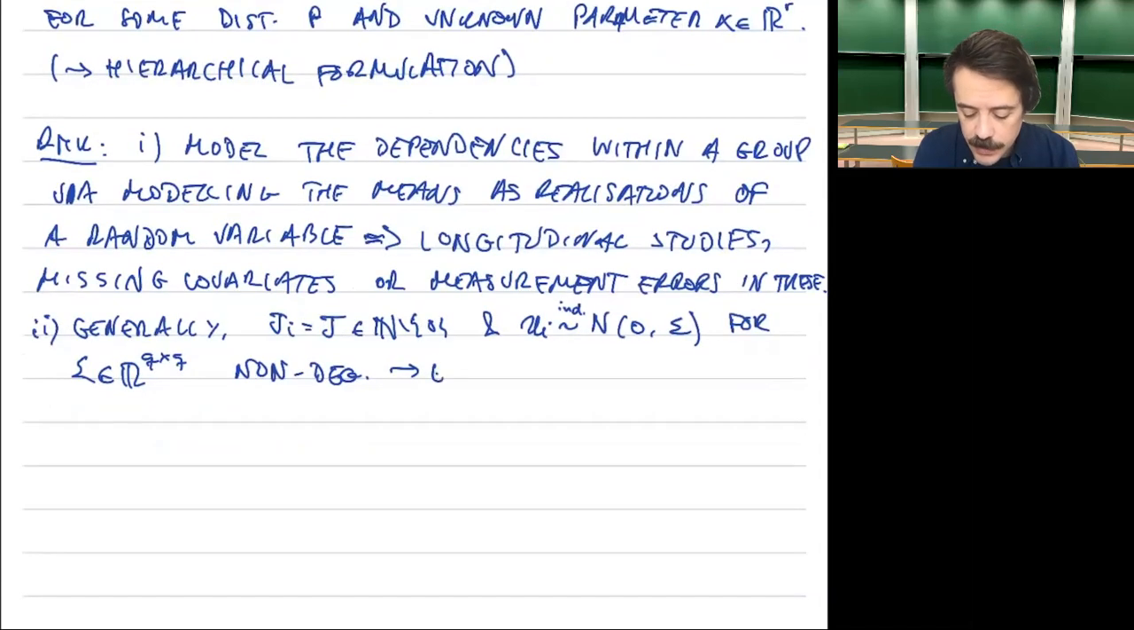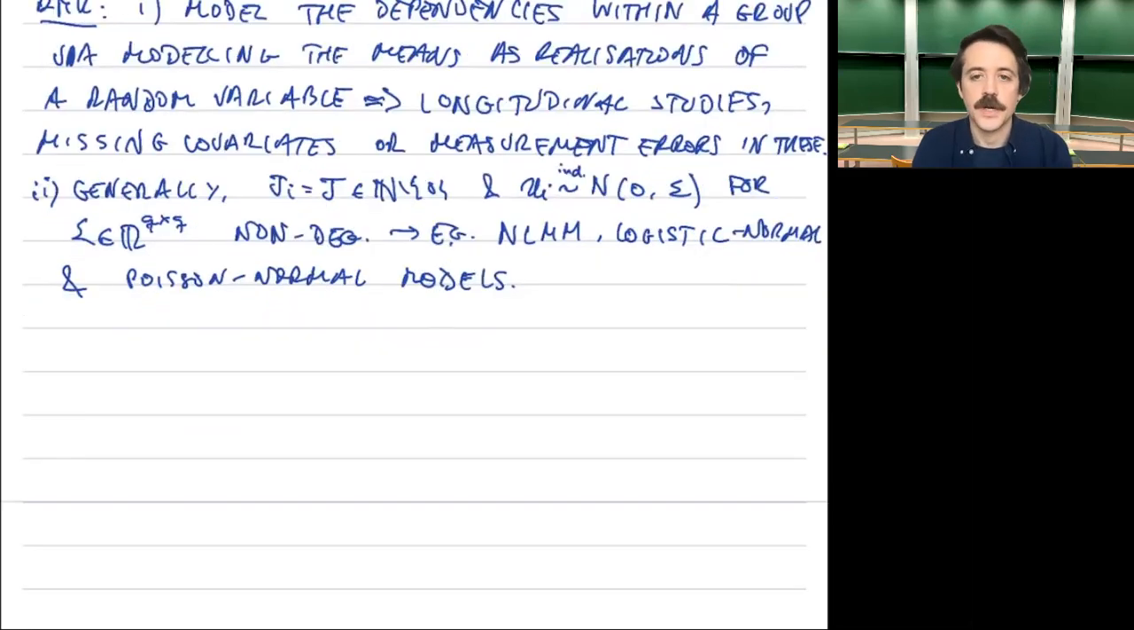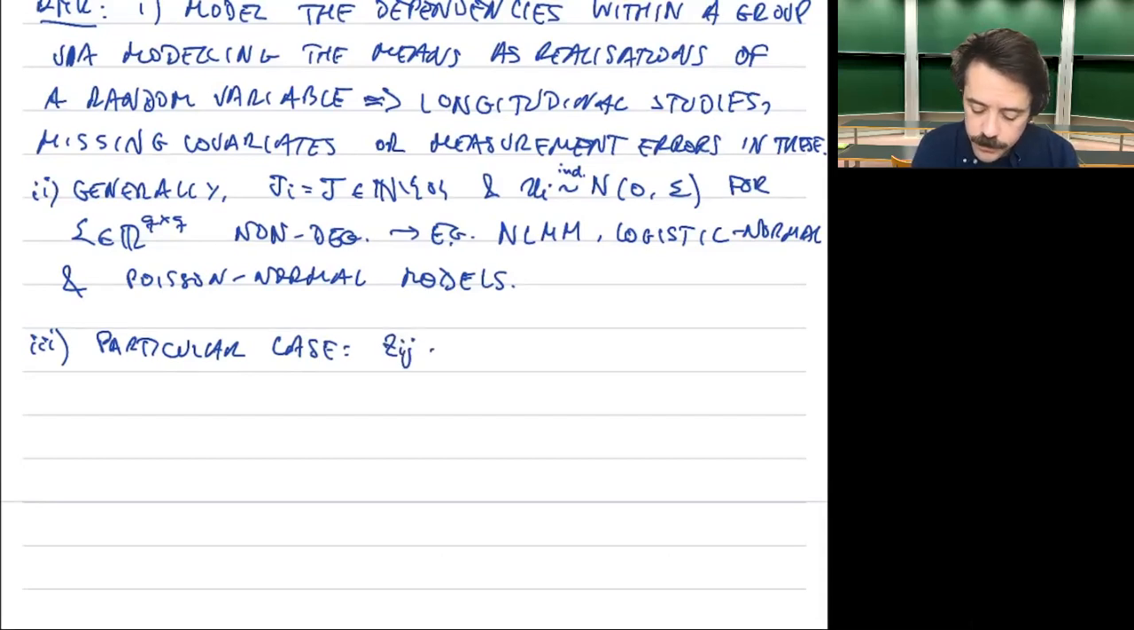Examples of this are the normal linear mixed model that we'll see in a second, but we also have what are called logistic normal and also Poisson normal models. We'll see this in the practical. Okay. Another remark is a particular case that is important as well: when z_ij equals 1. Okay, so this is one-dimensional, and this is what is called a random intercept model.